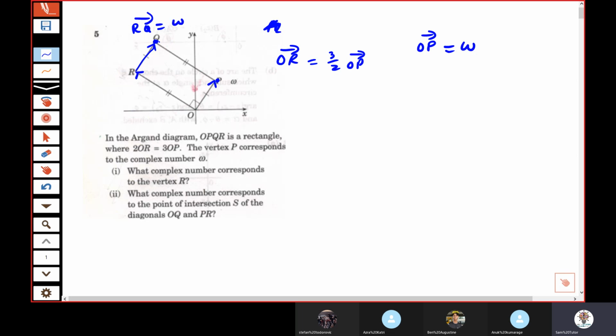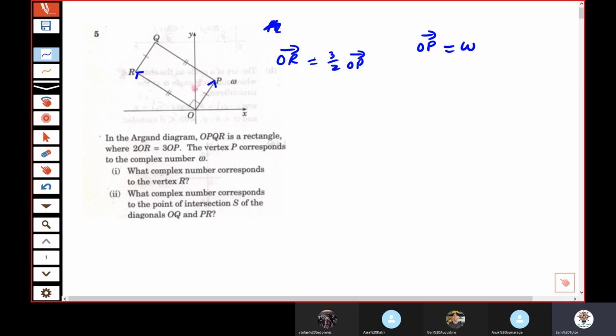So if I ever ask you to find Q, don't say, oh yeah, Q is omega. It's not like that. Why? Because if I want to find the complex number Q, where does it need to start from? This is a very important thing you need to learn for all vectors. It must start from the origin O. If you want to find the complex number Q, it must start from O. We get that? Done. Back to where I was at. What complex number corresponds to the vertex R?